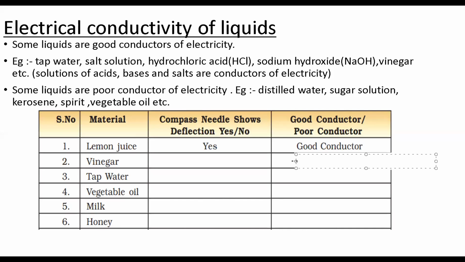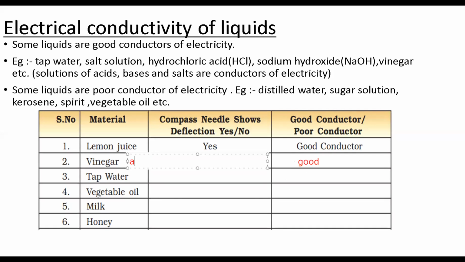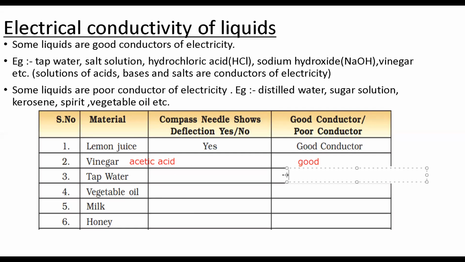Good conductor. Vinegar is a good conductor. Why? Because vinegar has acetic acid in it. Though it is a weak acid, it has acid in it. Okay, next one. What about tap water? It is a good conductor because it has various salts and minerals dissolved in it.